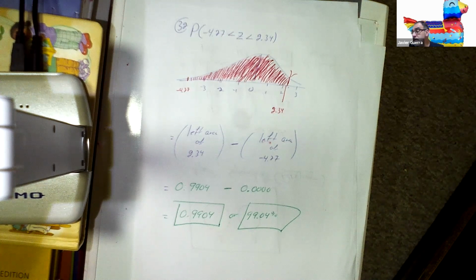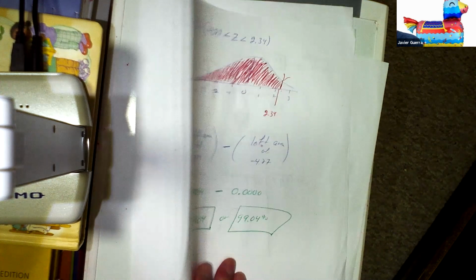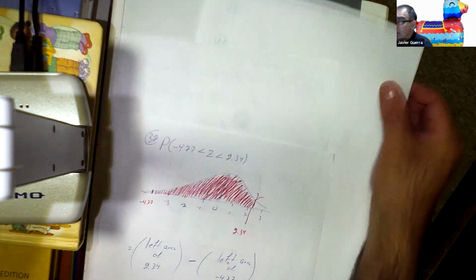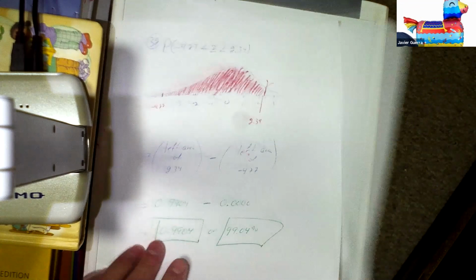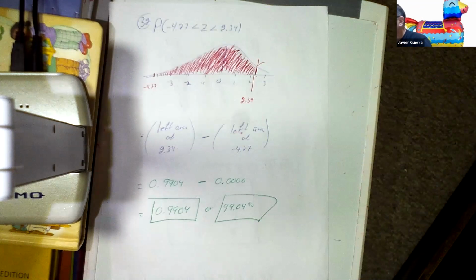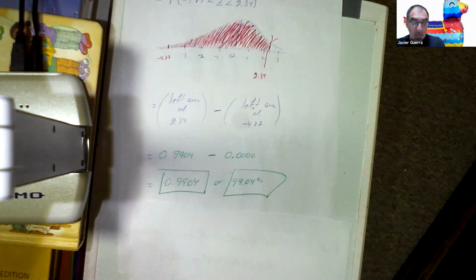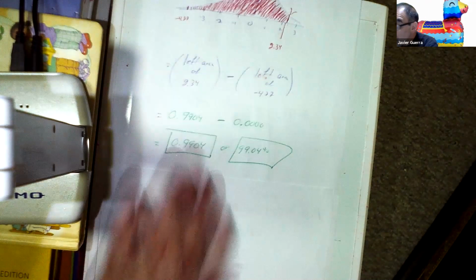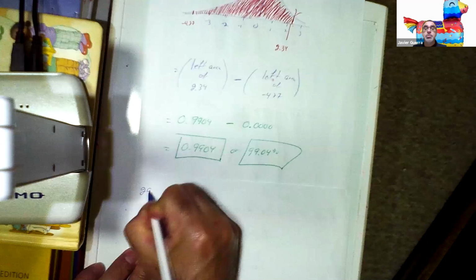The next one you asked me to do was, what is up there? 29. I'm running out of paper. I have paper somewhere. Anyways, all right, 29, by request. We're going backwards.